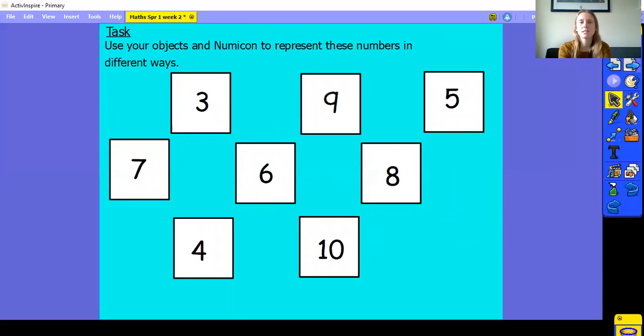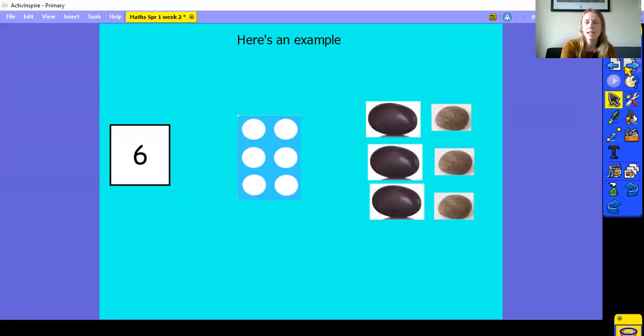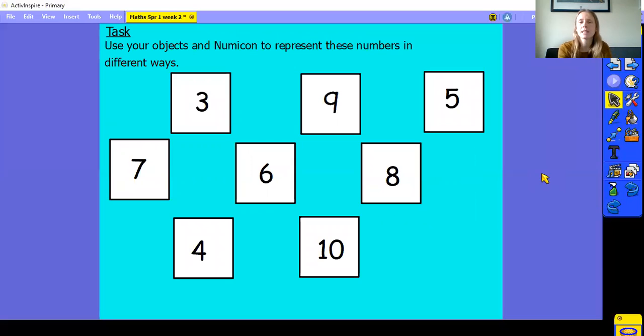Okay, here's your task for today. What I want you to do is use the objects that you've collected and your Numicon to represent these different numbers in different ways. Before you pause the video, I have an example to show you. Here, I have chosen to make 6. I've collected my Numicon piece that makes 6, and I've counted out 6 pebbles. Now pause the video and have a go at making these numbers in different ways. Don't forget to take a picture and send it to your teacher on your class email.